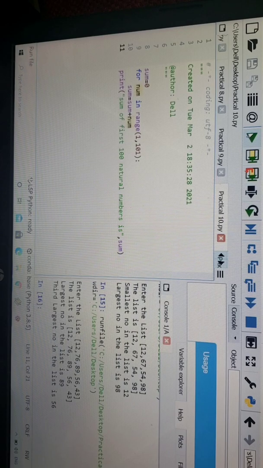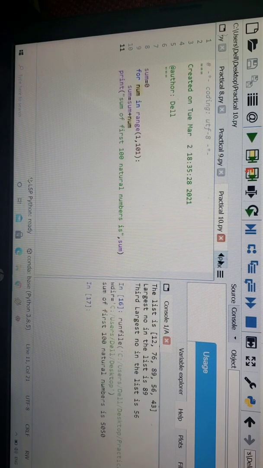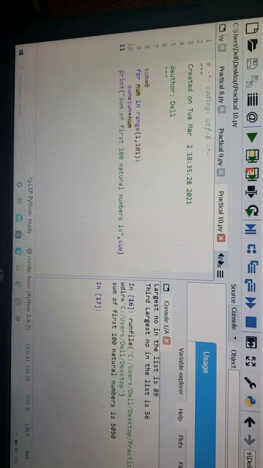Run this program. See, this is your output. Sum of 100 natural numbers is 5050. Okay, so this is a very easy program.